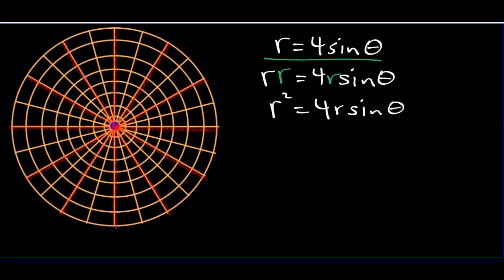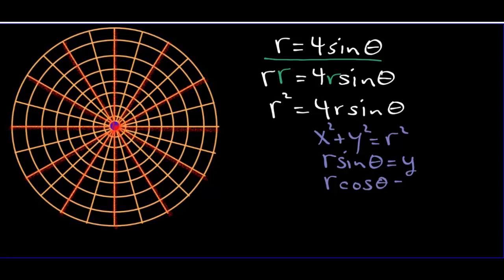Now remember, we have a couple of things that we can keep in mind. We have that x squared plus y squared equals r squared. We know that. And we also know that r sine theta is equal to y, and just like r cosine theta is equal to x. With that in mind, look what we have here. We have that x squared plus y squared, that's this, is equal to 4y. Now looking at that, you can tell that the shape involved here is a circle.